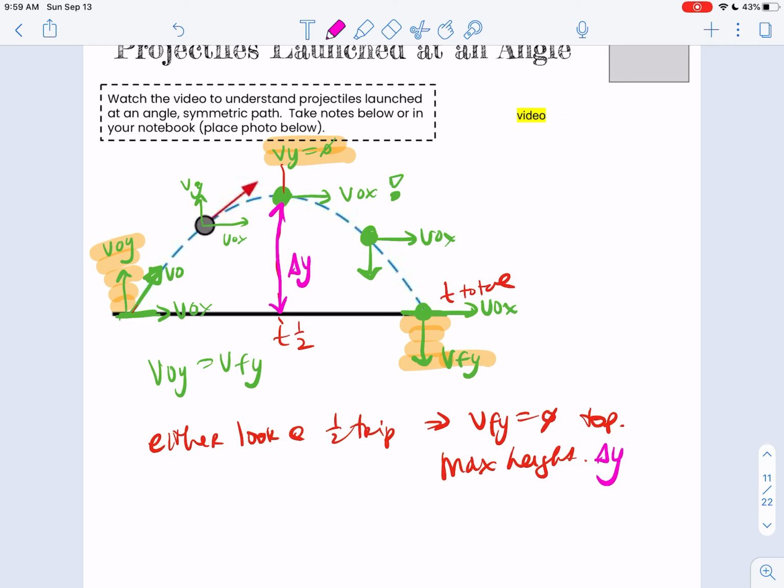What else might you find there? And they sometimes might tricky ask you the speed at the top, and you're going to want to say that it's stopped, but it's not, right? Because it still has V naught X. That's probably it for half trip.